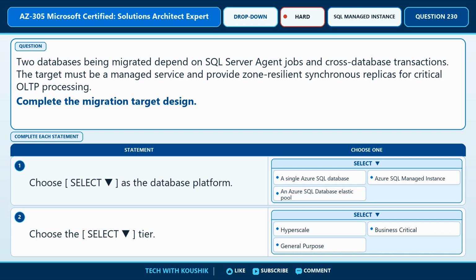The first statement reads, choose the blank as the database platform. Choose between a single Azure SQL database, Azure SQL Managed Instance, or an Azure SQL Database Elastic Pool. The second statement reads, choose the blank tier. Choose between hyperscale, business critical, or general purpose.